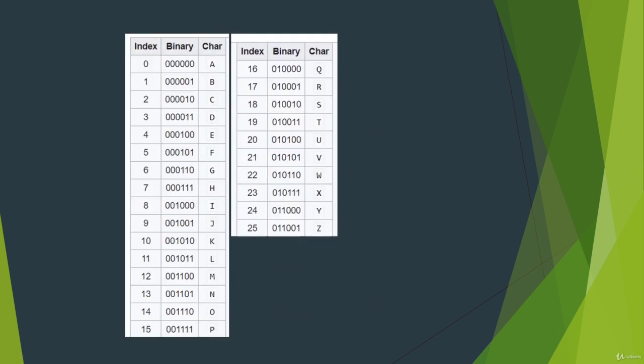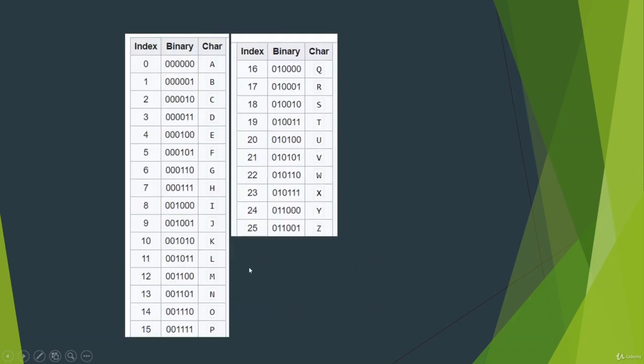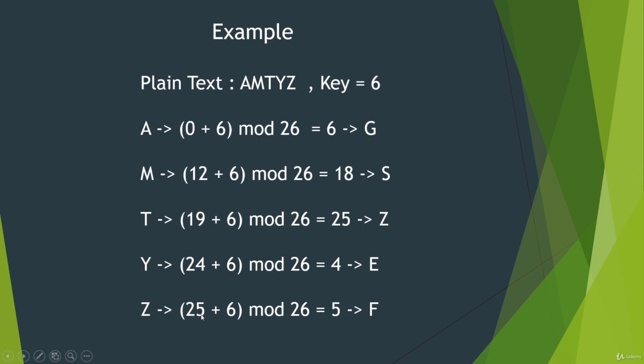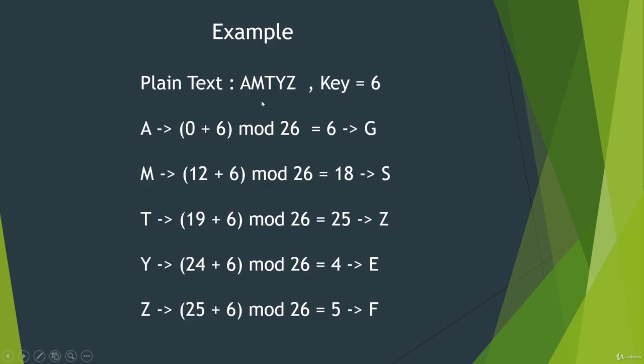And 4 is E. In the same way, Z's value is 25, and if we add 6, we get 31, and if you modular divide by 26, you get 5. The value of 5 is F. So in that way, we get the cipher text finally as G, S, Z, E, F. Instead of A, we are writing G. Instead of M, we are writing S, T becomes Z, Y becomes E, and Z transforms to F. So the final cipher text will be G, S, Z, E, F.